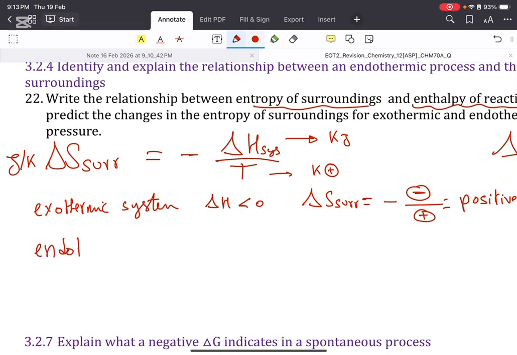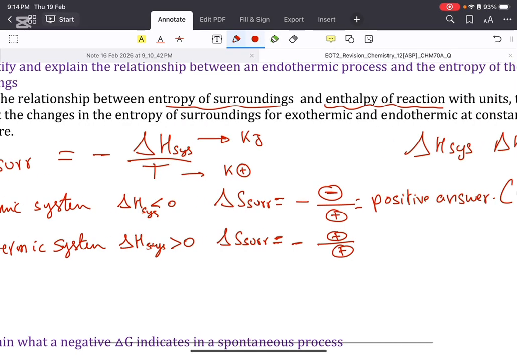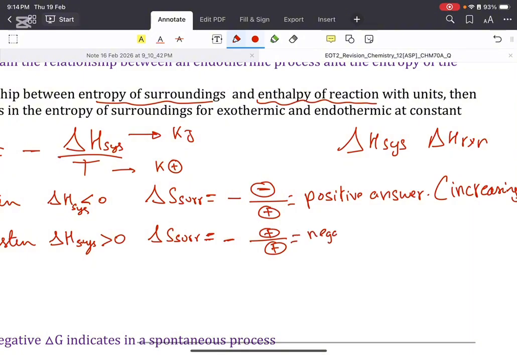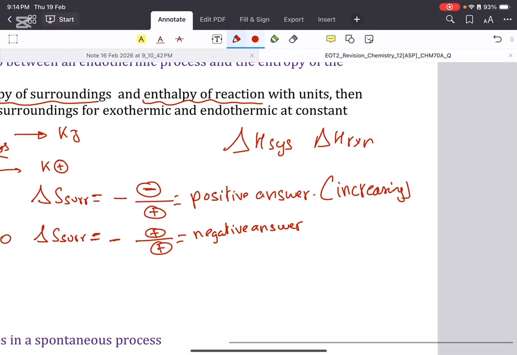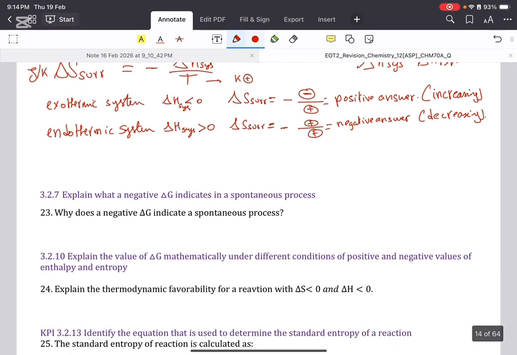In the case of an endothermic system, the enthalpy of the system is positive. So if I put any value into this formula, there's a minus in the formula, the enthalpy is positive, and the temperature in Kelvin is already positive. So the answer here is going to be a negative value. So in this case, the entropy of the surroundings is decreasing. It has a negative value.